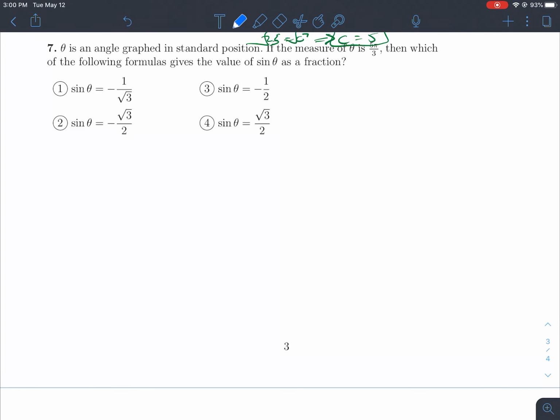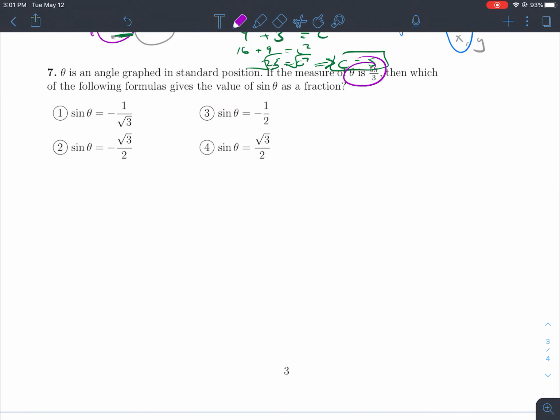Theta is an angle graphed in standard position. If the measure of theta is 5 pi over 3, then which of the following formulas gives the value of sine theta as a fraction? All right, so clearly we've moved on to part 2, the second half of the unit, because theta is being measured in radians. All right, so let's make a graph.